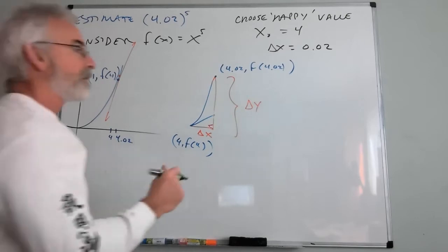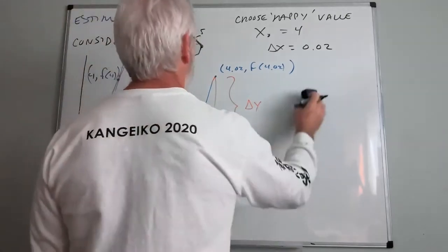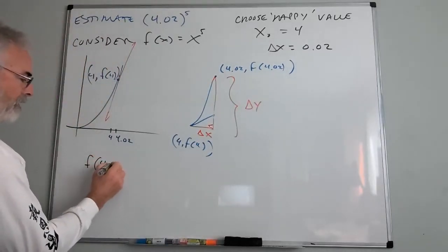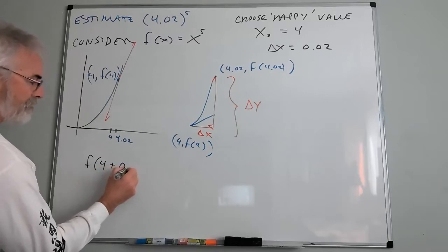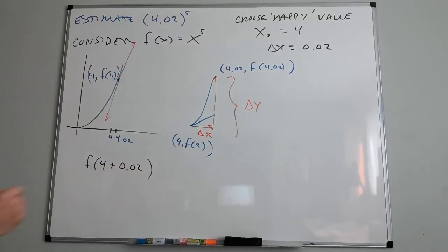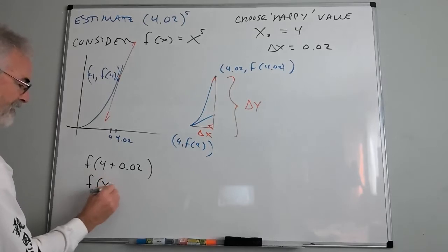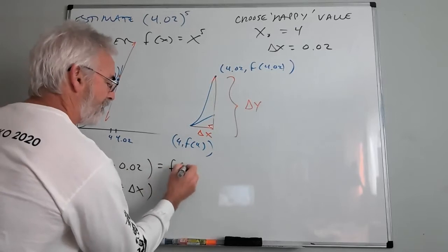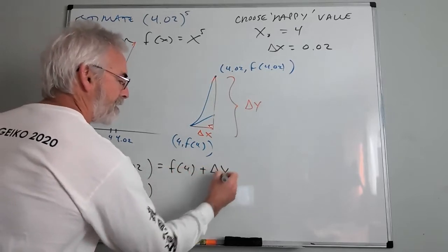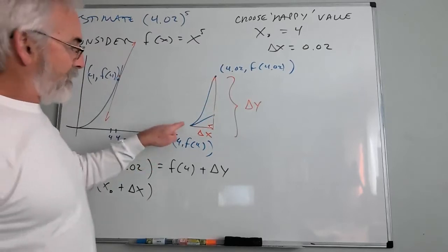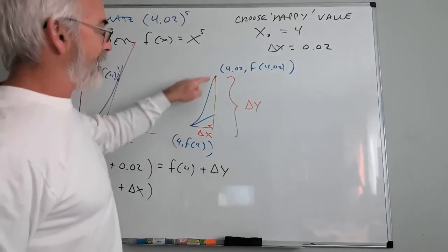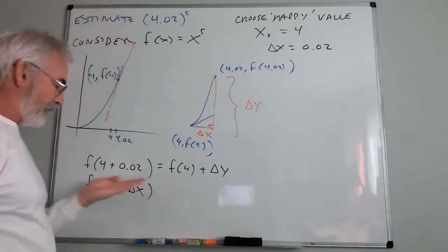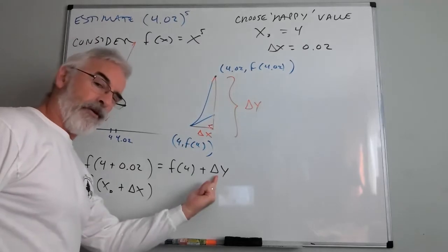Okay, so what we're going to do is, and this I can say with certainty, I'll write it down here. f of 4 plus 0.02, that's the same as saying f of x0 plus delta x, by the way, is equal to f of 4 plus delta y, right? So this is (4, f of 4), and this is my new point. That distance between them we called delta y. So this is absolute. That's easy, that's hard.